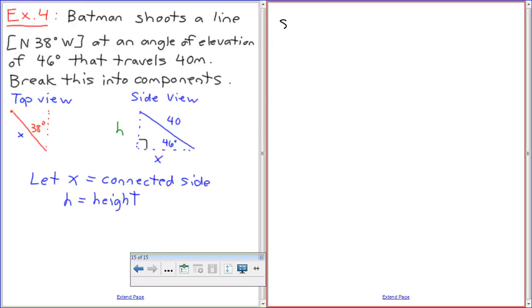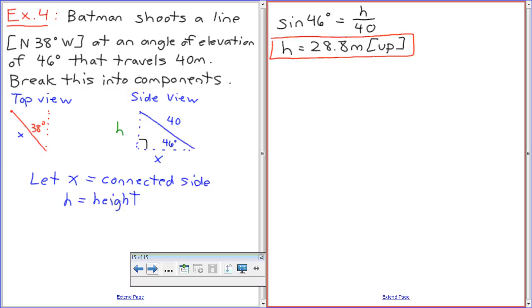Okay, so we're going to say sine of 46 degrees equals H over 40. Could someone please be brave and tell me what H, or 40 times sine 46, is, please? 28.86. 28.7. So 28.8. Okay, so Batman's line goes 28.8 meters up.